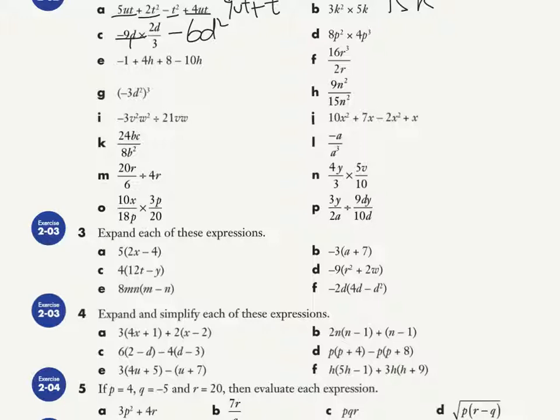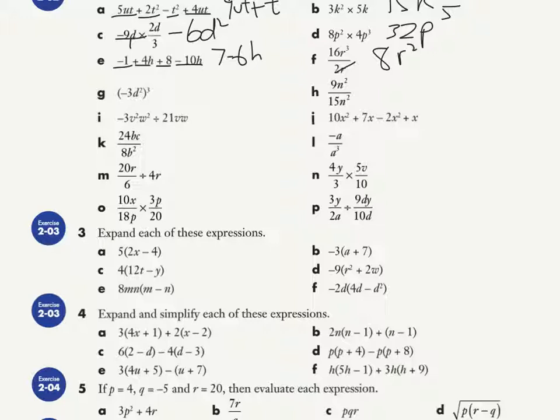Okay, d, 8 times 4 is 32, and we have 5p's. Alright, negative 1 plus 8 is 7. 4 minus 10 is negative 6. Alright, 16 divided by 2 is 8. We're going to cancel an r down the bottom for an r on the top, which leaves you 2 on the top.